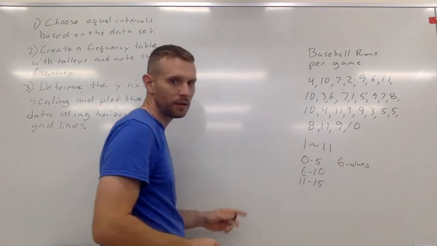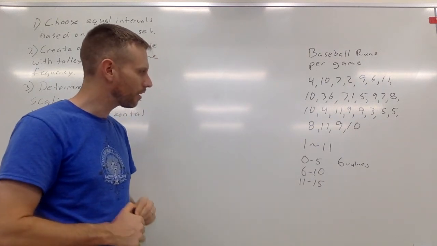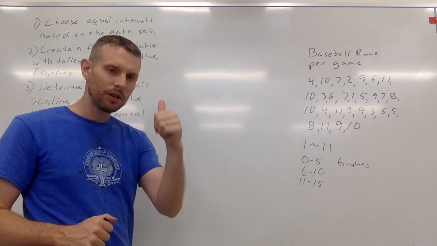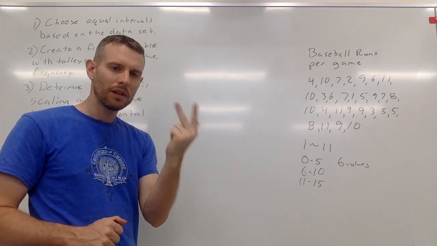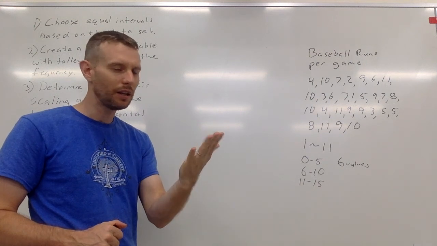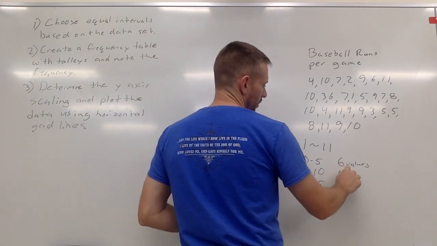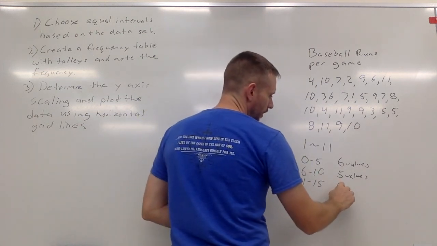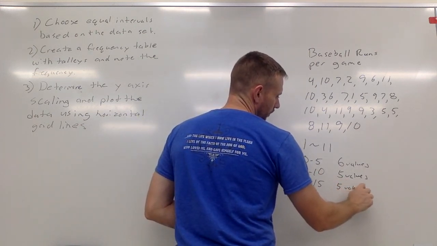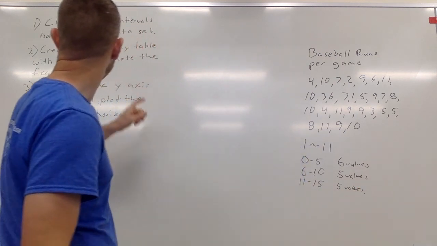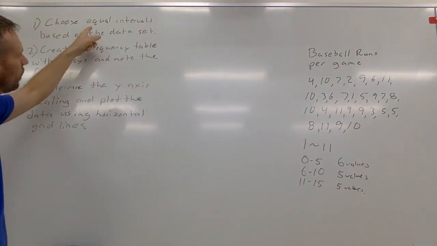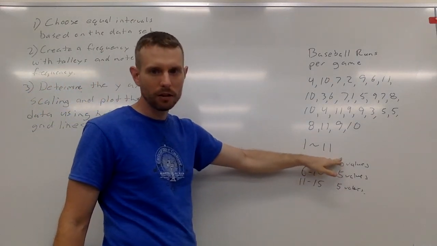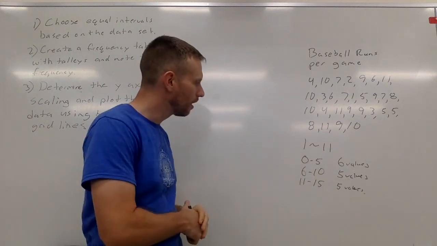Again, this is not the way to do it. I'm giving you a negative example here. 6 through 10 represents 5 values. You have 6, 7, 8, 9, 10. That's 5 values. And then 11 to 15 is also 5 values: 11, 12, 13, 14, 15. So when we say choose equal intervals, we can't do this because these are not equal intervals. This really represents 6 different values, and these each represent 5.